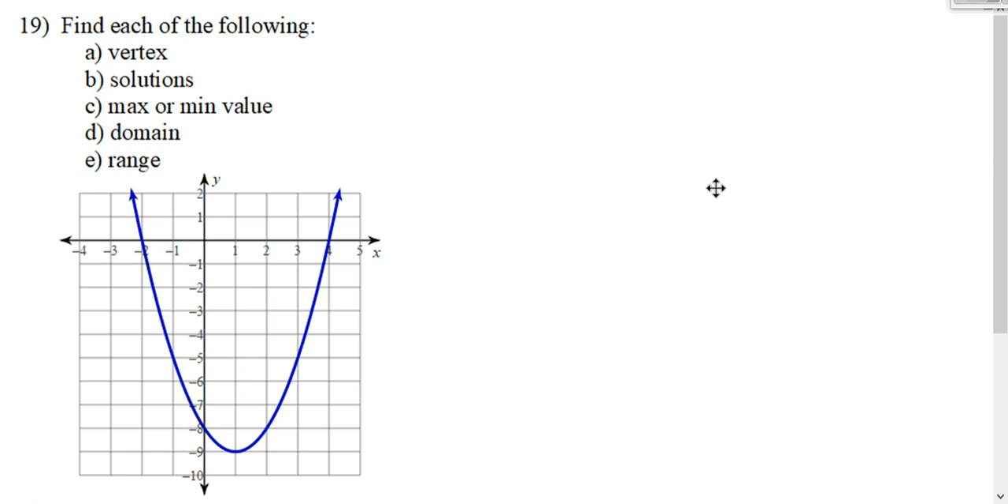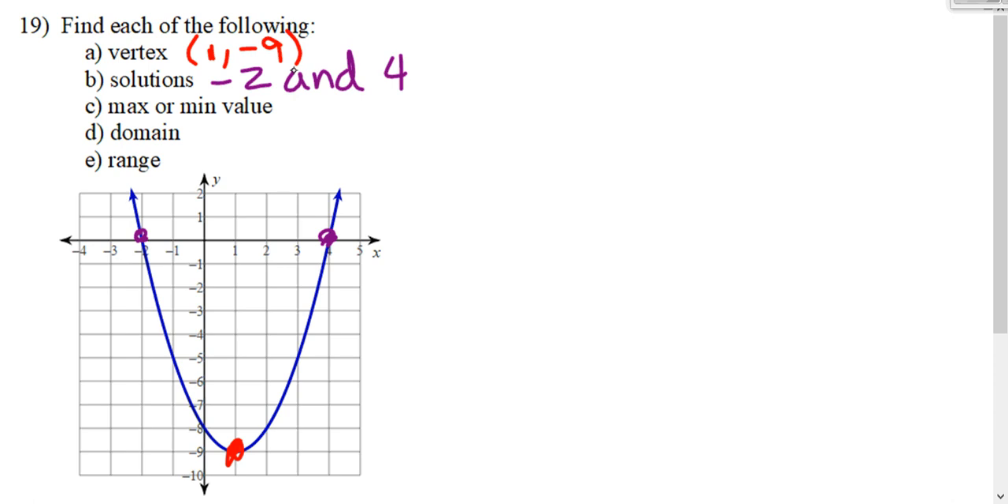19, find each of the following. A, vertex. We can spot the vertex right there. The coordinates are 1, -9. The solutions are the points where it crosses the x-axis, there and there. So you'd say the solutions are -2 and +4.